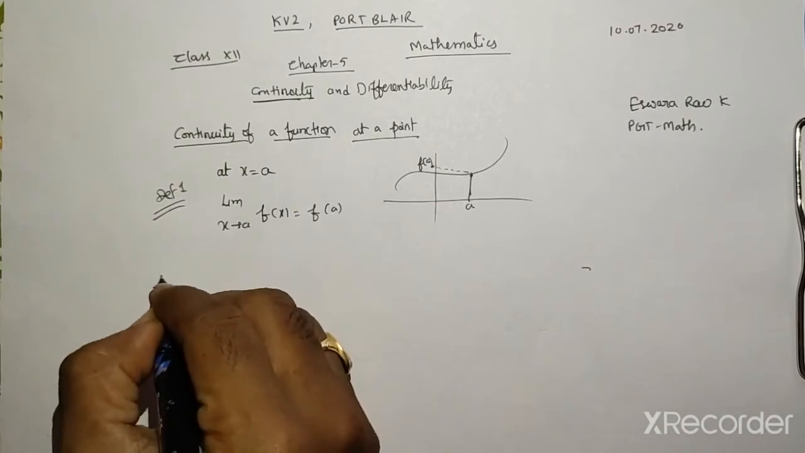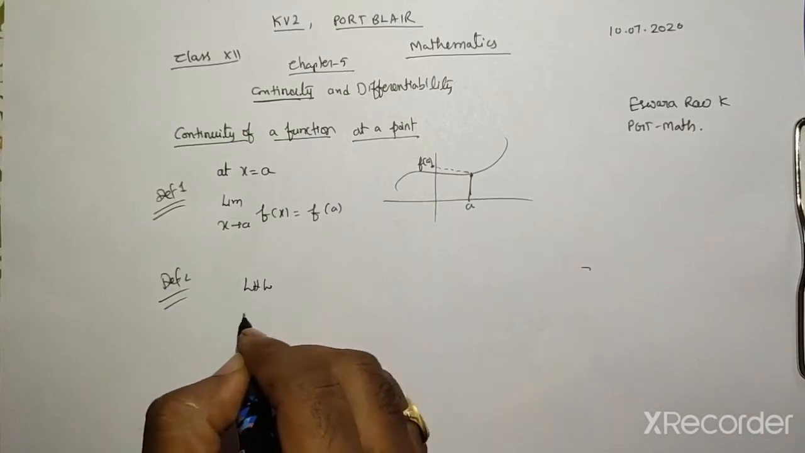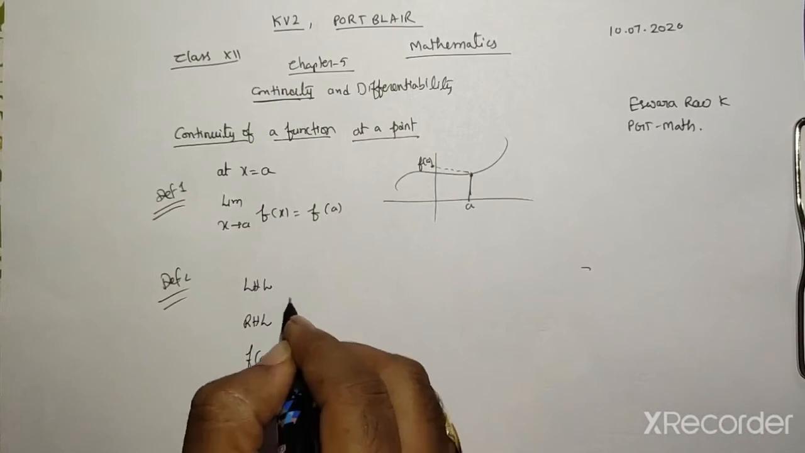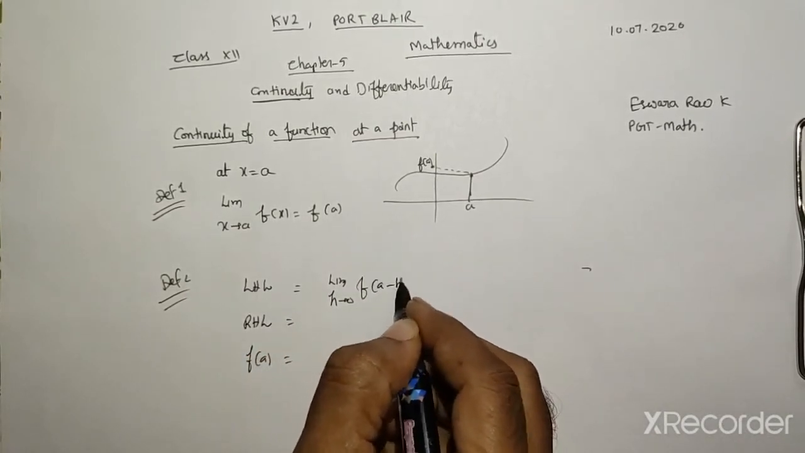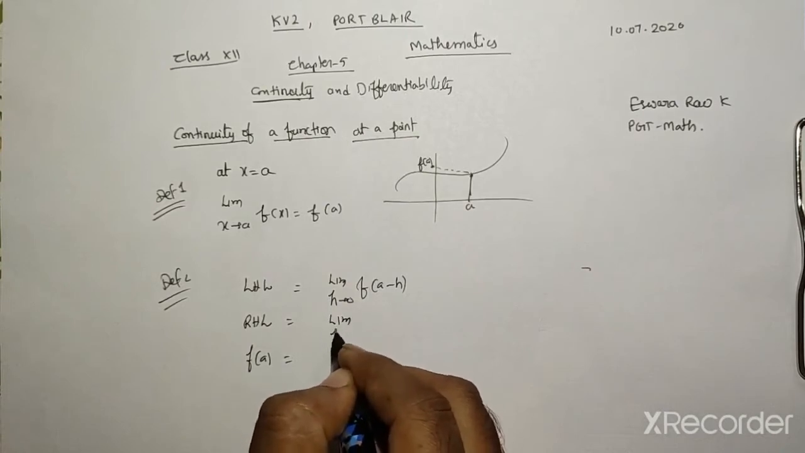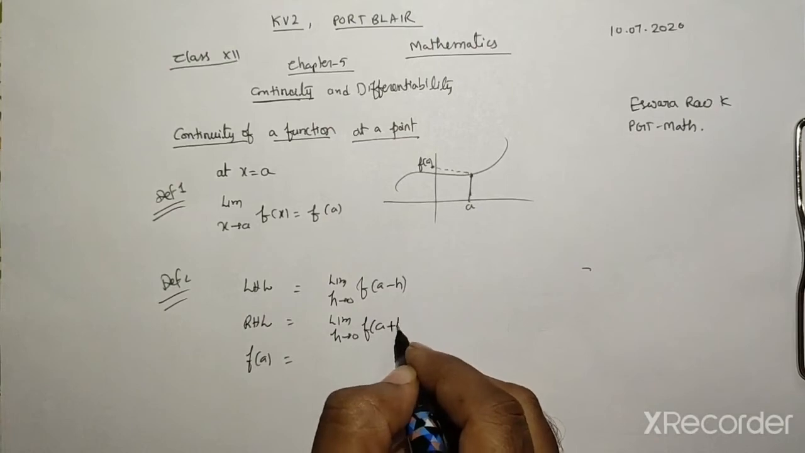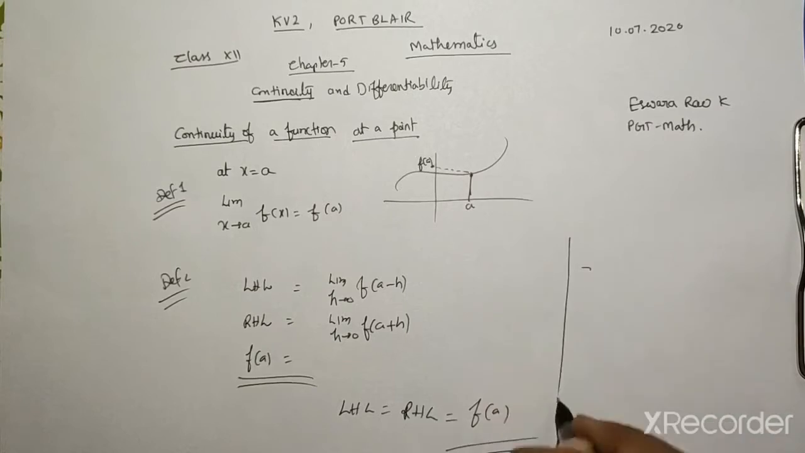Now definition 2 is, we have to find out the left hand limit, right hand limit and f of a. All three you will have to find out. Left hand limit means limit h tends to 0 f of a minus h. Right hand limit means limit h tends to 0 f of a plus h. So this value also you will find out. If left hand limit is equal to right hand limit is equal to f of a, then the function is continuous at x is equal to a. That means you are doing like this.